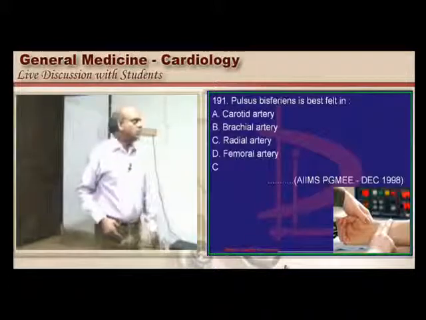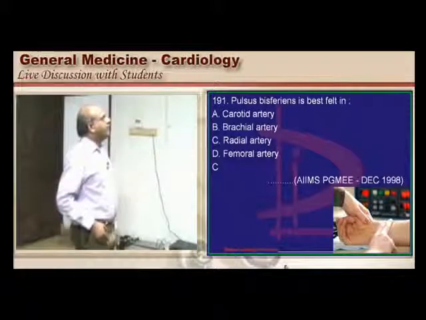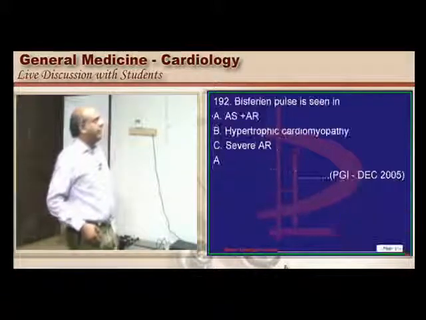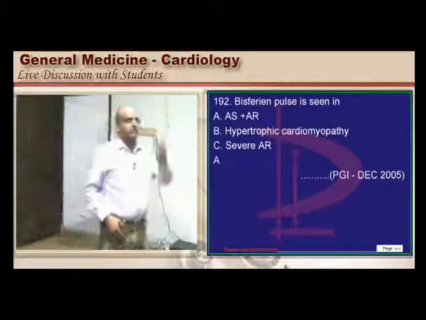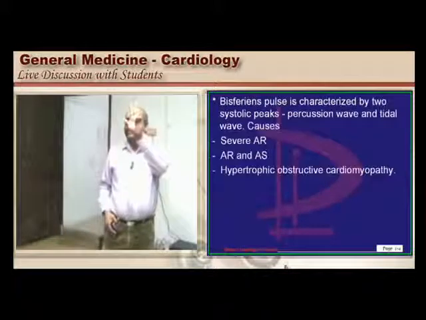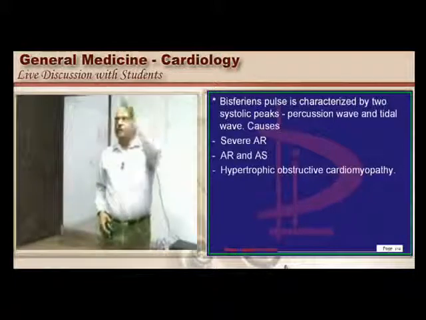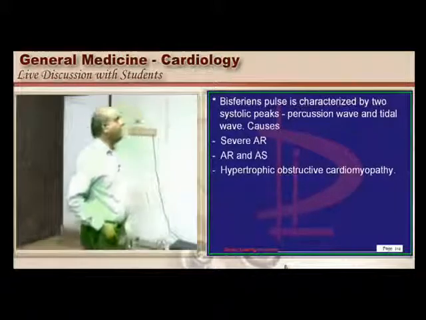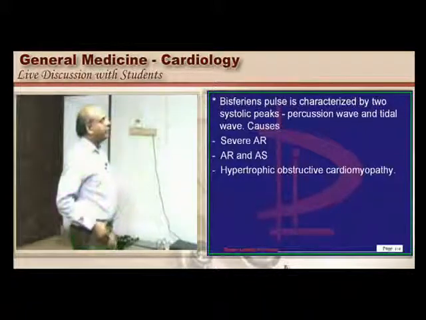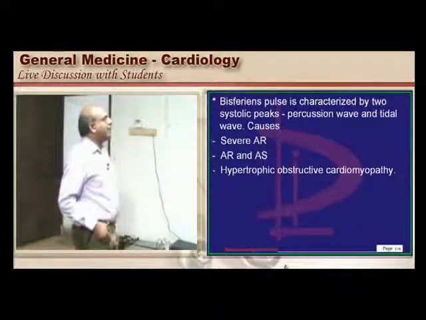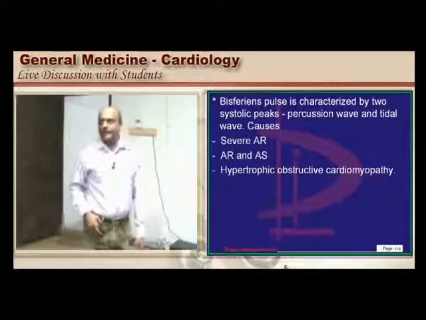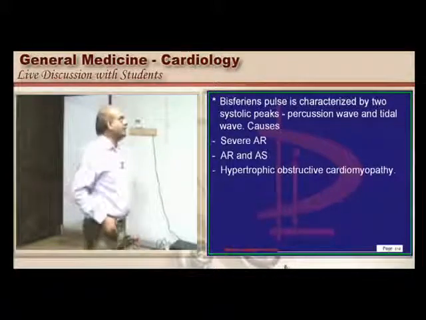Then one more question on pulsus bisferiens. You need to know that it is felt in the radial artery. And where do you see bisferiens pulse? Where in the systole there are two peaks in the pulse, called bisferiens, is what you see with hypertrophic cardiomyopathy, and also when AS plus AR together are there, and similarly in severe AR also you find a bisferiens pulse.